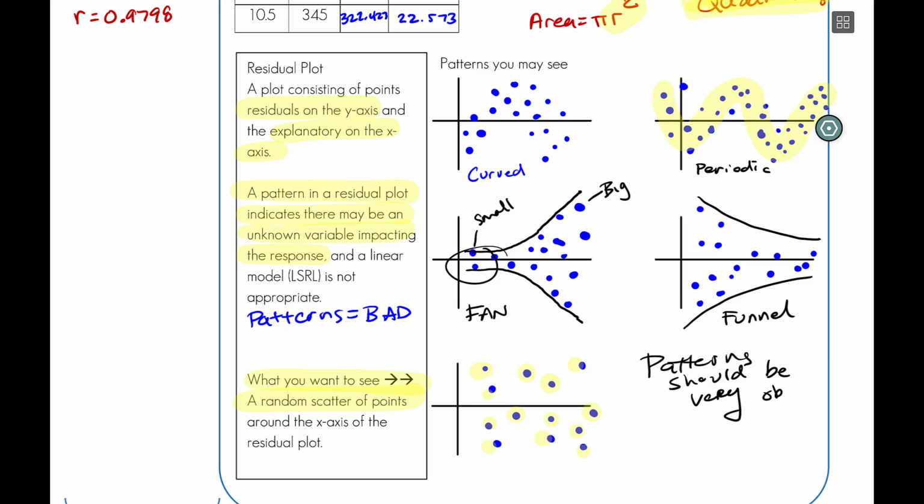One thing I see a lot of students do is they start to analyze that plot and they overextend what that pattern really looks like. Okay, so your pattern should be very, very obvious for you to start to say that your linear model is not appropriate. Okay?